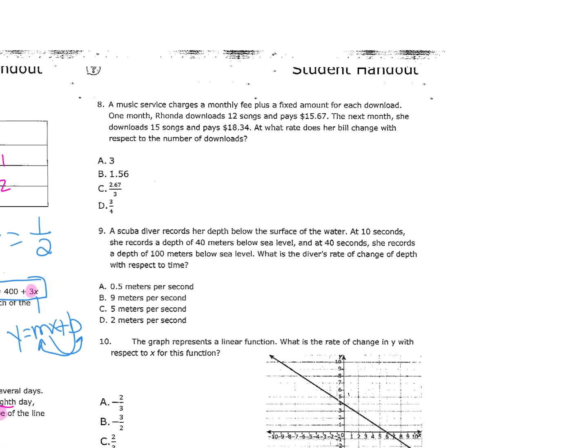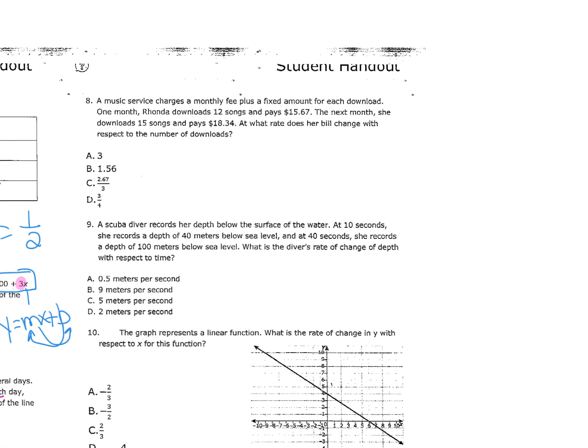Let's look at number 8. Okay, so let's look at problem number 8. We have Rhonda with some music. So she's downloading 12 songs and pays $15.67. The next month she downloads 15 and pays $18.34. And what rate? So just like number 7, we have 2 points. We have 12 and $15.67. And then we have 15 and $18.34.